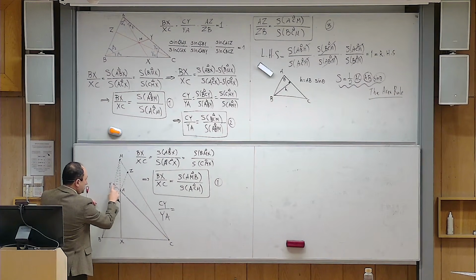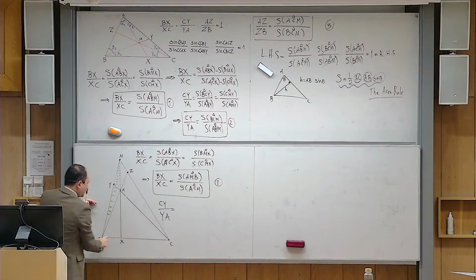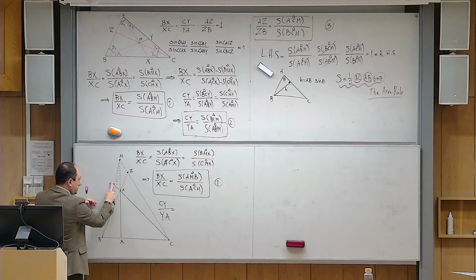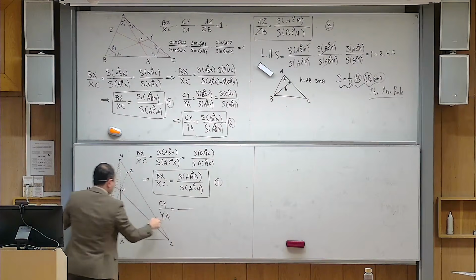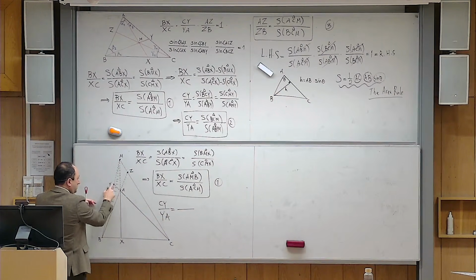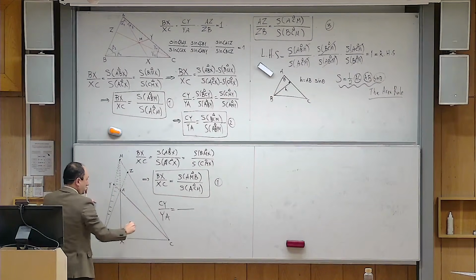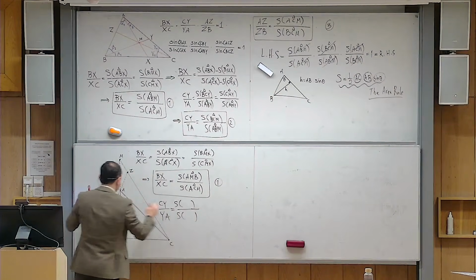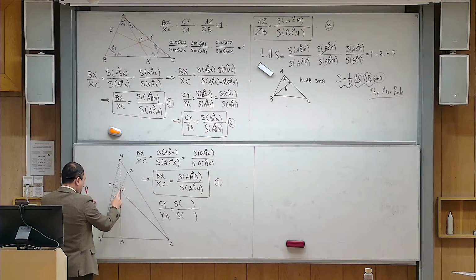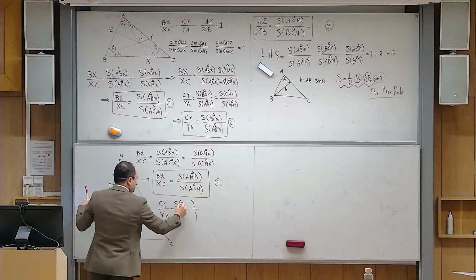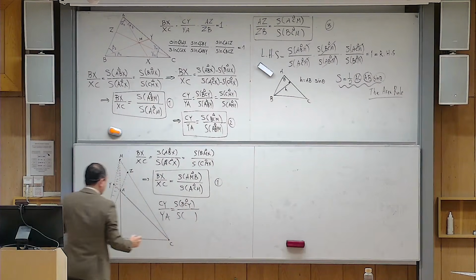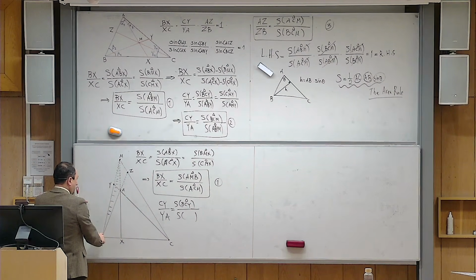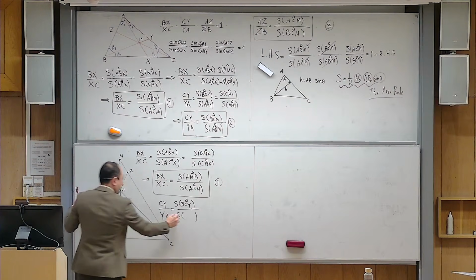CY can be viewed as the base of this bigger triangle, so I would write CY over YA, where YA can be viewed as the base of this narrow triangle here. So CY over YA can be written as the ratio of two S's: the S of triangle BCY over the surface area of ABY.